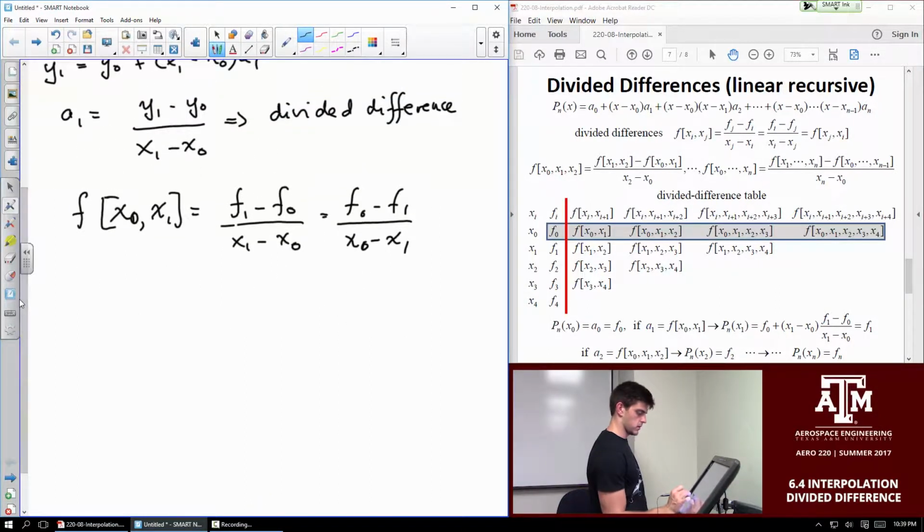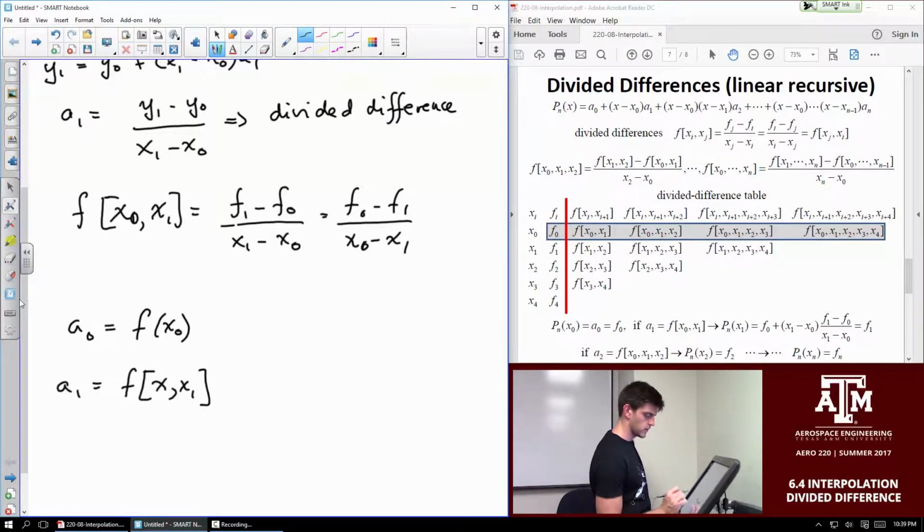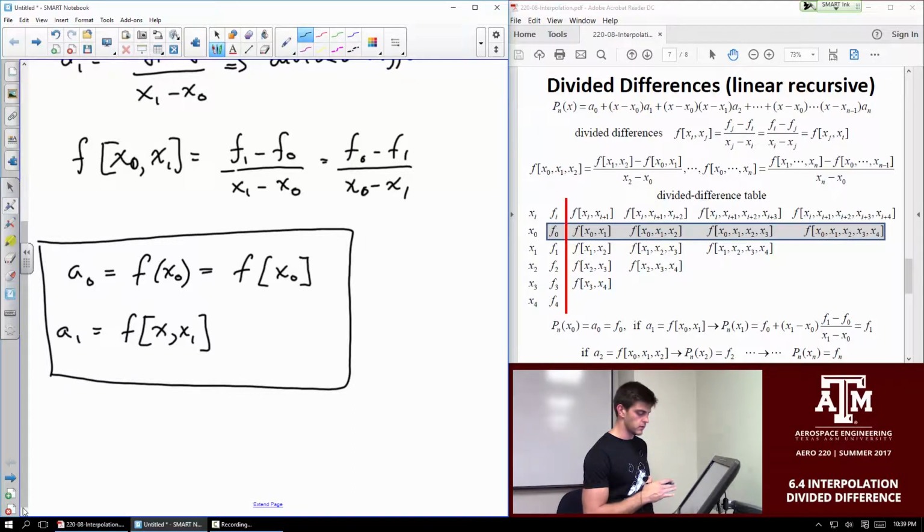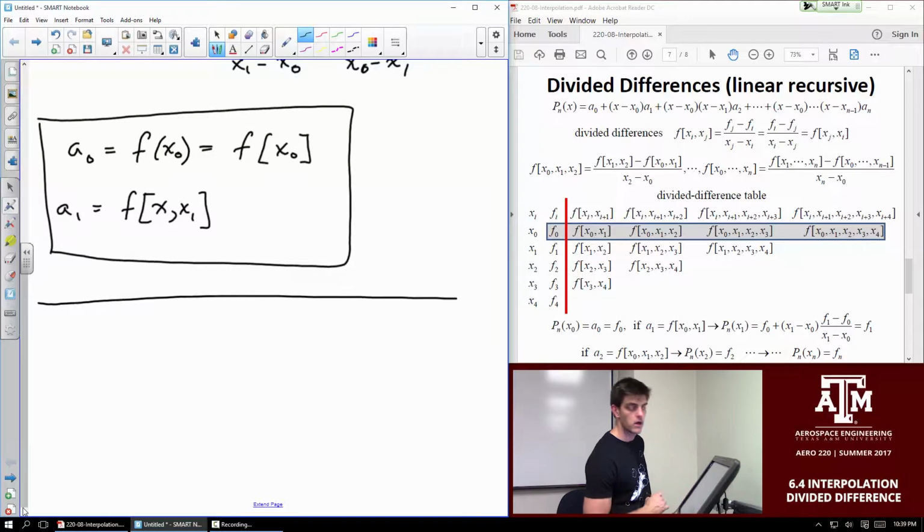Now, a naught equaled f of x naught. A sub 1 equaled the divided difference of x naught, x1. This first term can actually be thought of as the divided difference of just a single term, but it's just the function evaluated at that point. When we are dealing only with linear interpolation, this is all you need to do. You need to find a0 and a1. Let's extend this, however, to a quadratic interpolation problem.